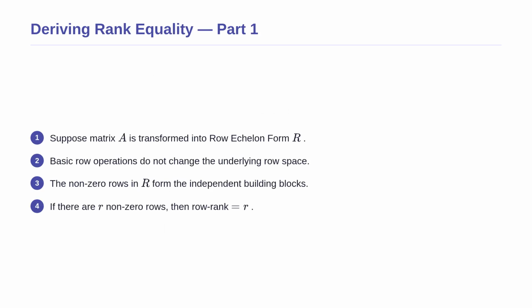Now that we have successfully found the rank in an example, let us prove why the row rank and column rank are always equal. We start by supposing we have a matrix A.